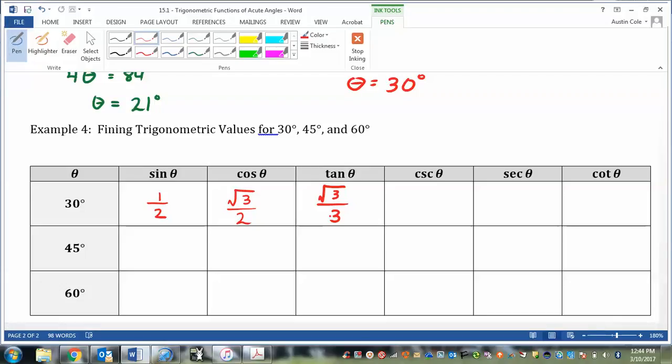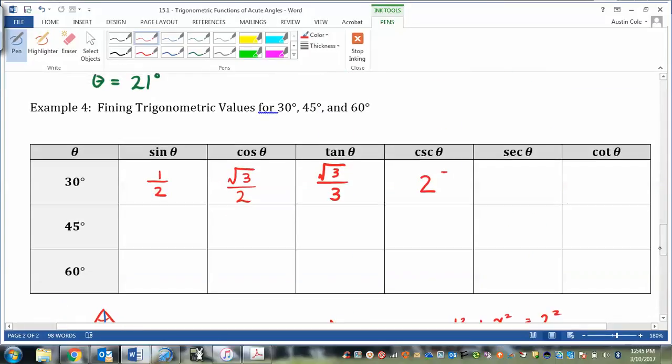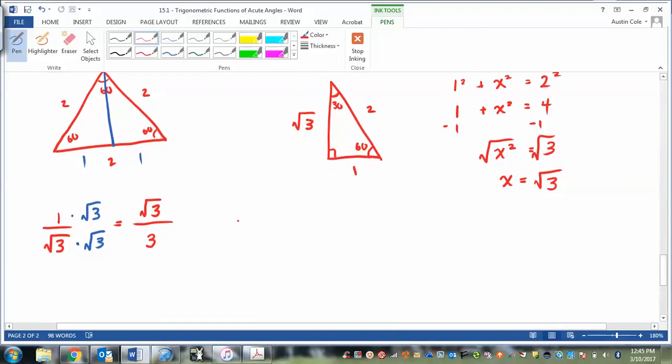Other questions there? Now, cosecant is the reciprocal of what? Sine. So what's the reciprocal of 1/2? 2. So cosecant of 30 is 2. Secant is the reciprocal of cosine. But when I flip square root of 3 over 2, what happens? You have to rationalize it. Oh, goodness. I get 2 over the square root of 3.